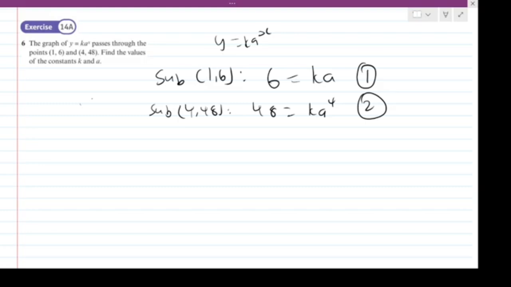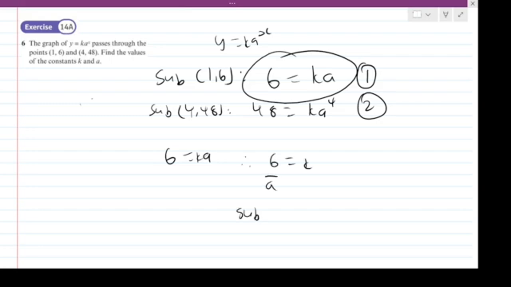Okay, well, it's a bit of an unconventional simultaneous equation. I don't think we've seen much like it so far. But what you can do, you could substitute if you wanted to. It'd be a bit cumbersome. For example, if 6 is ka, you then divide by a to get 6 over a is equal to k.